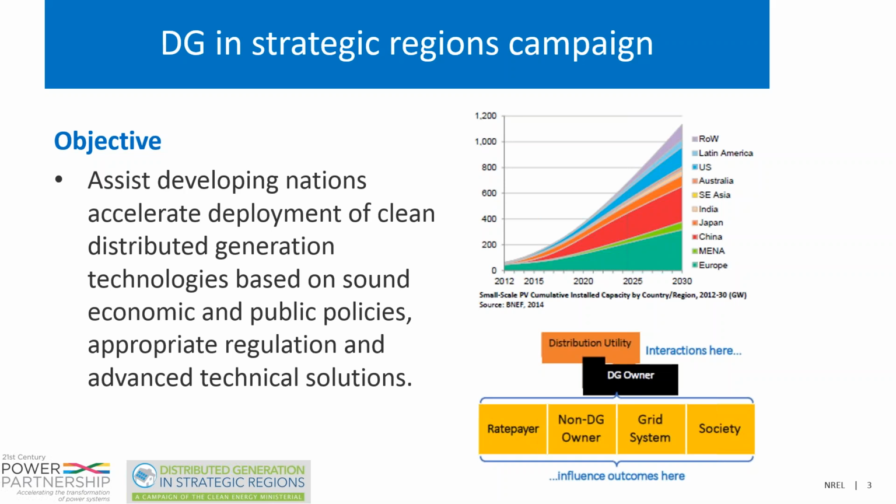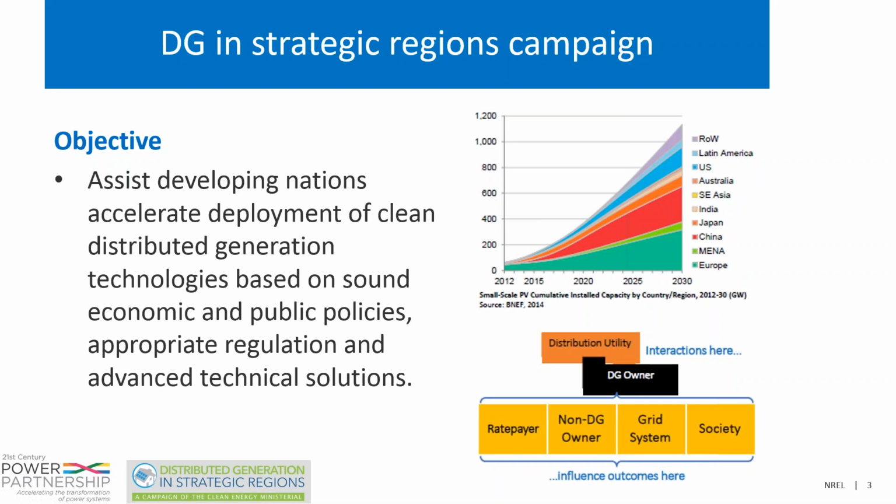Under the distributed generation campaign, we have had already some activities, including a needs assessment document from the Latin American region, and we have hosted already a study tour with 15 members of 11 different countries in the United States that came to Colorado, Arizona, and California to learn about policy, regulation, and the newest technical research for distributed generation.